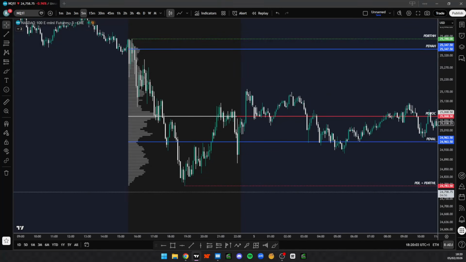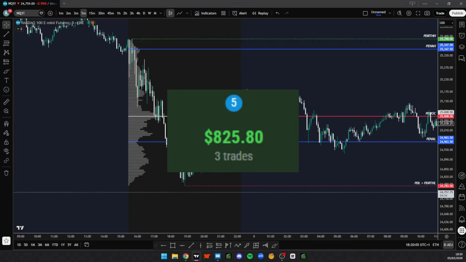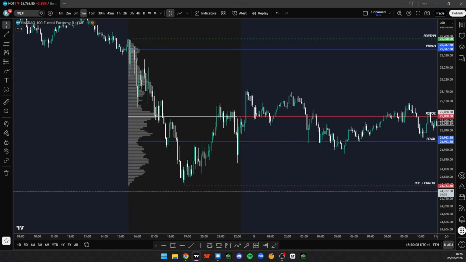So in today's video I'm going to break down how I made $800 in literally 10 minutes shorting the NASDAQ, using the volume profile to find the levels and the context of the market, and then using the Bookmap order flow to confirm the entries. So let's get straight into it.